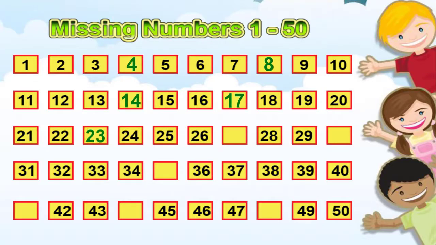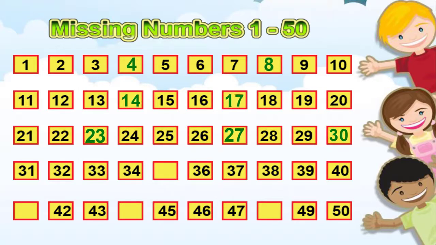Then 24, 25, 26. What comes after 26? Yes, 27. Write 27 in the box. 28, 29. Oh, which number will come after 29? Yes, it's 30. So write number 30 in the empty box.